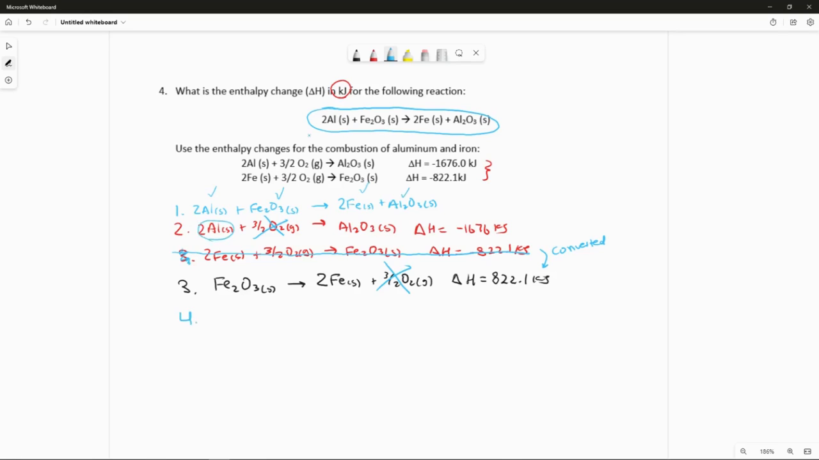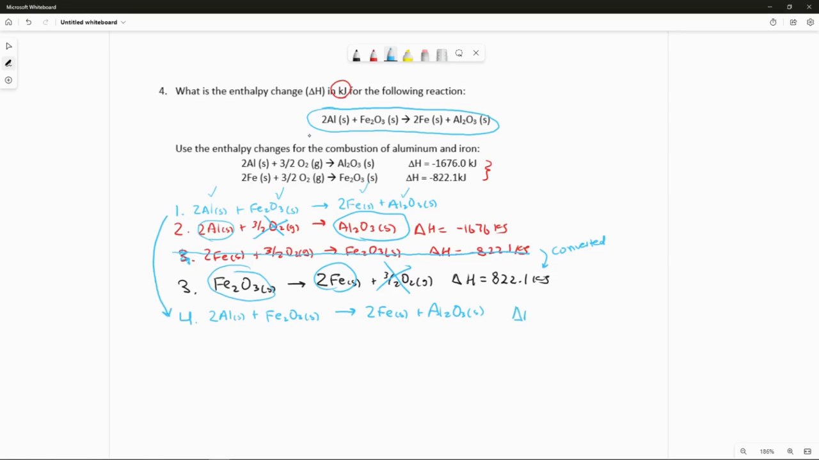We have 2Al solid plus Fe2O3 solid, and then the arrow, and then we have 2Fe solid plus Al2O3 solid. That is the identical form of the original given equation, so we are all set.